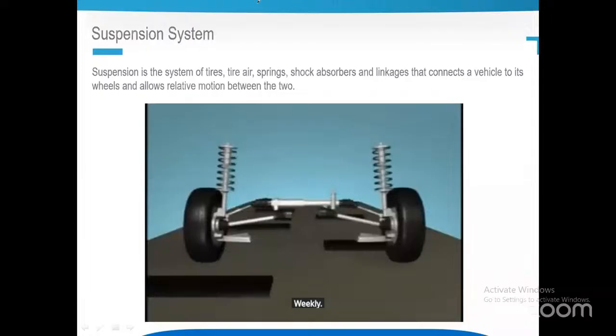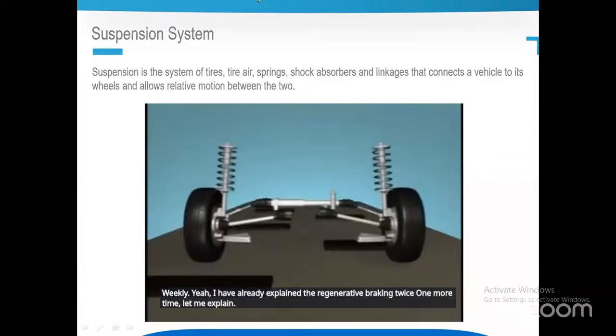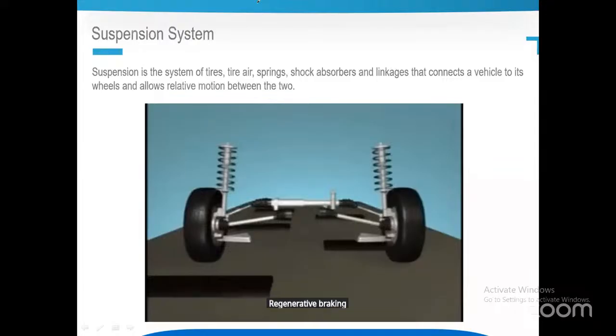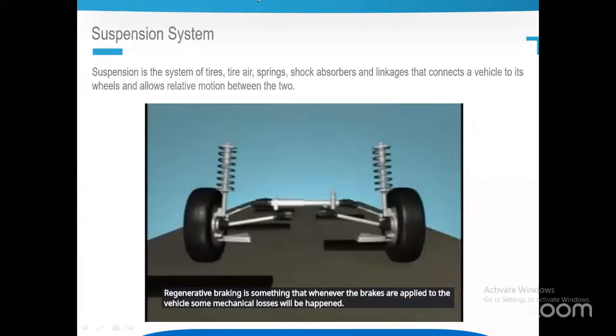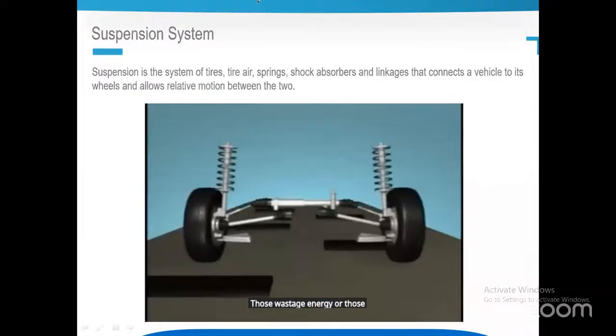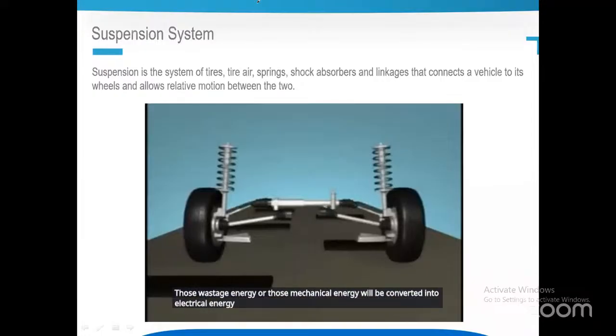Yeah, I have already explained regenerative braking twice. One more time, let me explain. Regenerative braking is where, whenever the brakes are applied to the vehicle, some mechanical losses happen. That wasted mechanical energy is converted into electrical energy with the help of the generator, and the electrical energy is given back to the high voltage battery. From there, I can utilize that wasted energy. Clear?